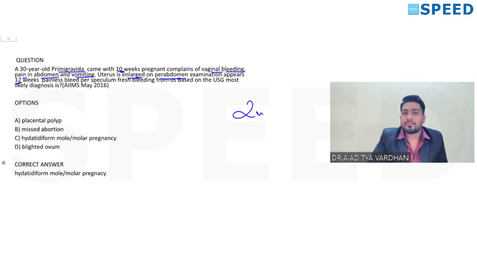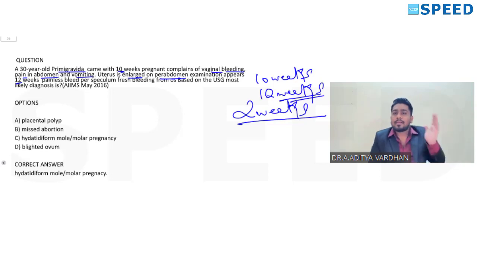There is a discrepancy of 2 weeks. According to our LMP, it is 10 weeks. On per abdomen examination, it appears 12 weeks. There is a discrepancy of 2 weeks in the first trimester itself. She is also having painless bleeding per speculum. When we do a per speculum examination inside the vagina, she is having fresh bleeding from her os.